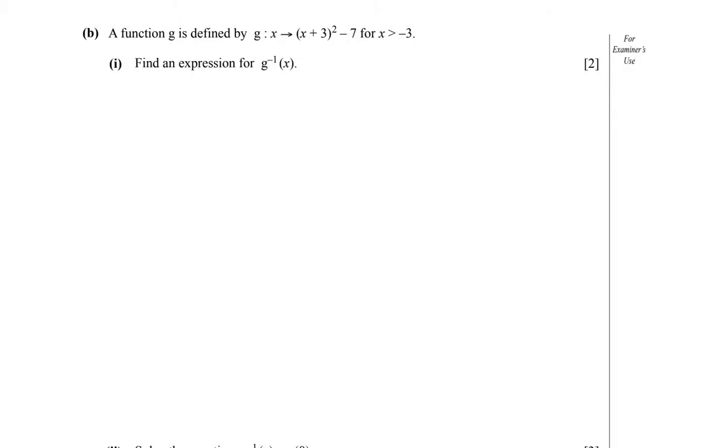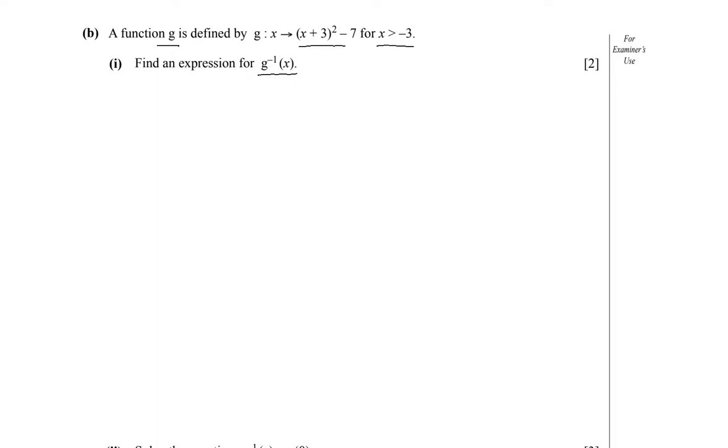This question covers the topic function. Here we have a function g which is defined as g(x) = (x + 3)² − 7, and its domain is defined as x > −3. In the first part of this question, we are asked to find the inverse of this function, that is g⁻¹(x).